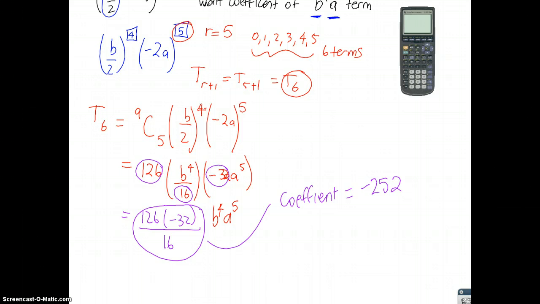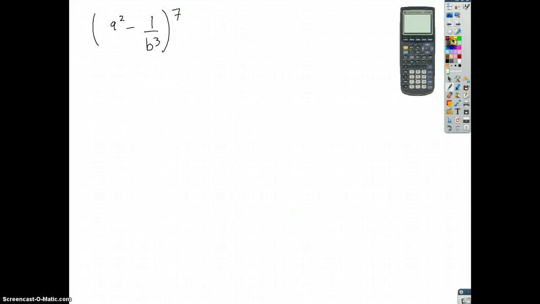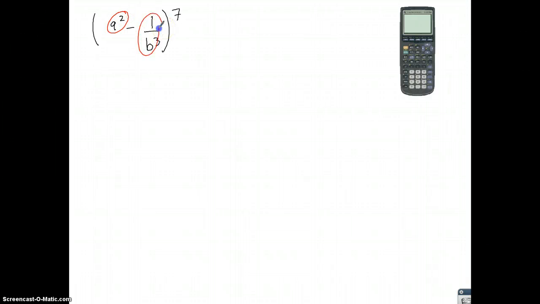Alright, let's go and have a look at a little bit more challenging question now. So let's head down a bit. Alright, a little bit trickier one. This time, let's say we've got (a squared minus 1 over b cubed) to the power 7. The first thing you'll notice is that this time, unlike the last one, the a term is not a power of 1, the b term is not a power of 1. So we're going to have to up our thinking a little bit here.